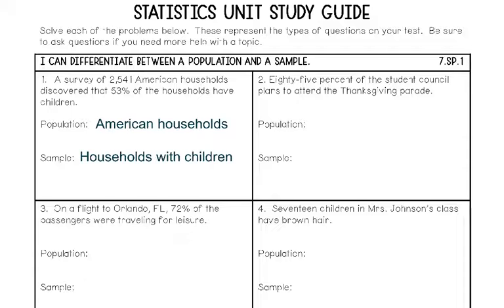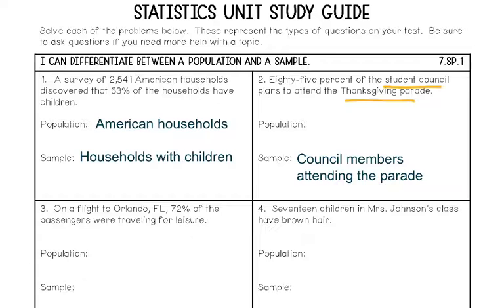Question two, we see that 85% of the student council, that's the whole, plans to attend the Thanksgiving parade. Since 85% want to attend the Thanksgiving parade, that's the sample. The whole group is the population. That's who we're taking this survey from, and that is the student council.